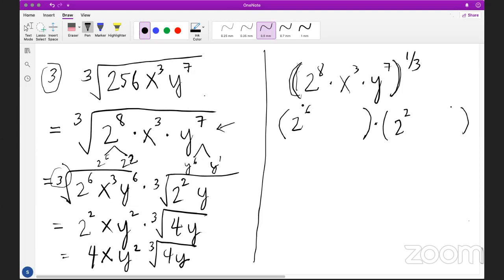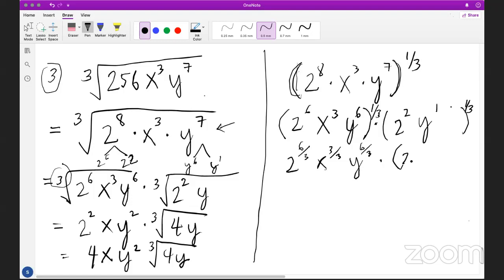X cubed is divisible by 3, so x cubed is there. For this one, to make it divisible by 3, we separate the y raised to 1, leaving y raised to 6. So they both have 1/3, 1/3. Okay, what you're going to do is distribute it: 2 raised to 6 over 3, x raised to 3 over 3, y raised to 6 over 3, times this one. Since these are not divisible by 3, we won't distribute. So this one becomes 2 raised to 2 or 4, this becomes just x, and this becomes y squared.